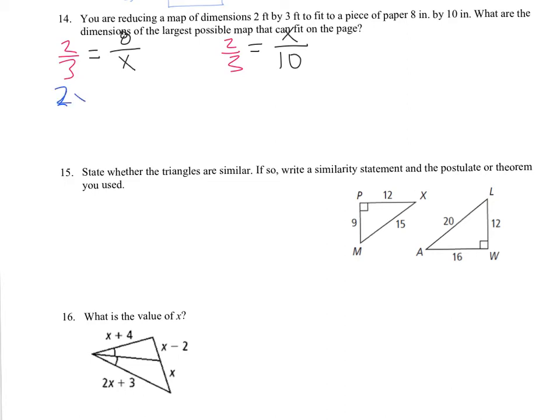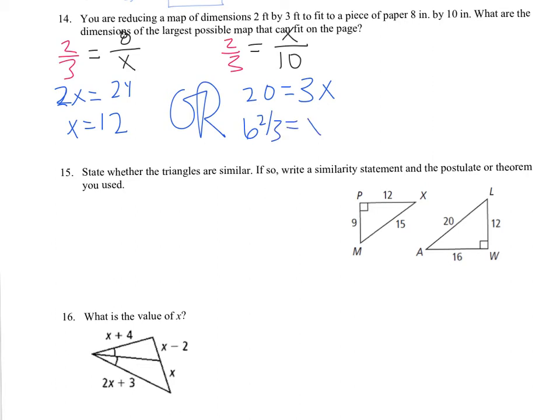So I have 2x is equal to 24. So x would be equal to 12. Or, a big or, because it's not going to be both answers, 20 is going to be equal to 3x. And when I do 20 divided by 3, let me just do that quick, I get 6 2/3 would be equal to x. So I have 2 options here. If you look back at the original, in this one we used the 8, so this would be 8 inches by 12 inches. And this one we used the 10, so it would be 6 2/3 inches by 10 inches.